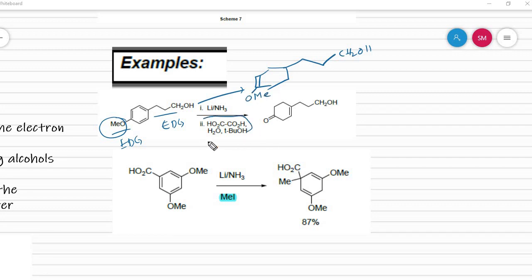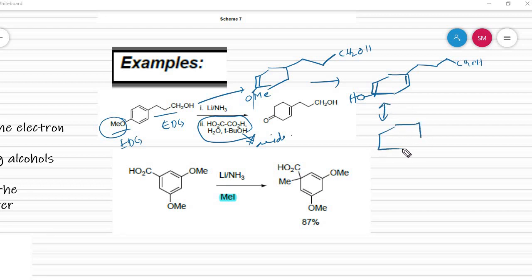In the next step, acid is used, which will break the ether bond, so it is going to form an enol. This enol will not be stable in the enol form, it will convert into the ketone because of the keto-enol transformation. So that is what the final product is. This is the particular example which gives the donating group reduction.